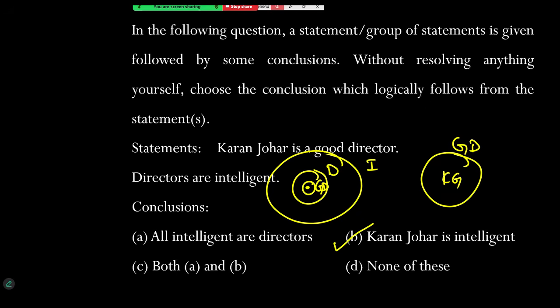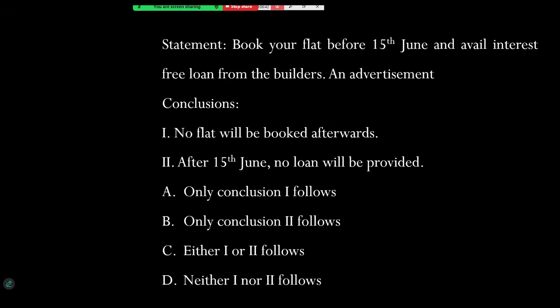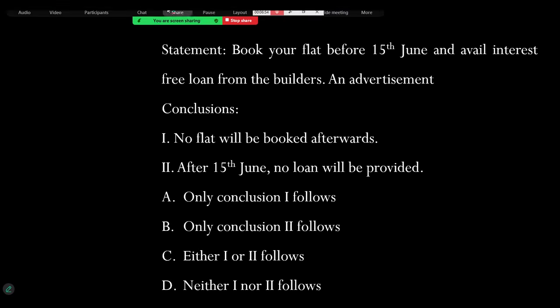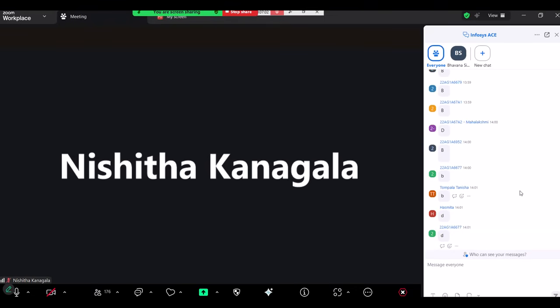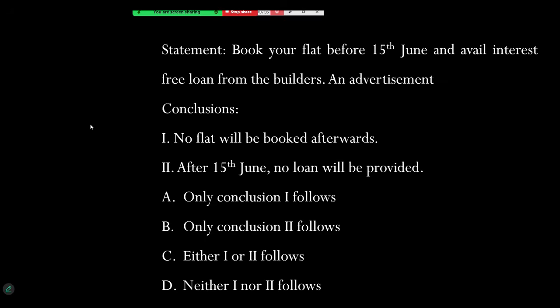Okay, let's see about the next one. Book your flat before 15 June and avail an interest-free loan from the builders. This is an advertisement, given in this fashion. Then what is your answer now? Option D, no flat will be booked afterwards. That is not mentioned, only interest-free. That's not correct. After 15 June, no loan? No, not no loan, interest-free loan. This is only regarding the interest-free loan. If you want it, you have to book before 15 June. After that, if flats are available, you can book. After that you may get a loan, but not an interest-free loan. All right, so that conclusion is definitely true.